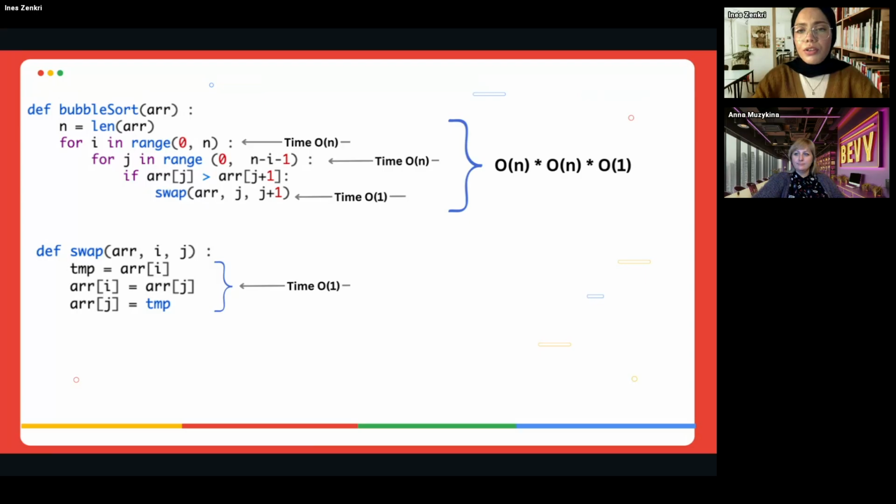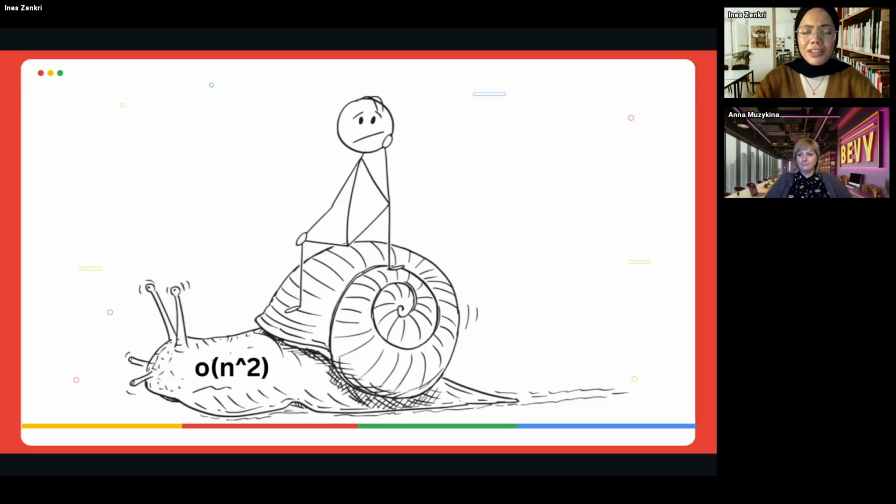And as a result, we have big O of n multiplied by big O of n, and then multiplied by big O of 1, which gives n multiplied by n multiplied by 1. And at the end, we get just big O of n squared. The thing is, n squared is okay. And you might think also that, okay, yes, now I can sort any array I want, and n squared will do fine. But the thing is, it's very, very slow.